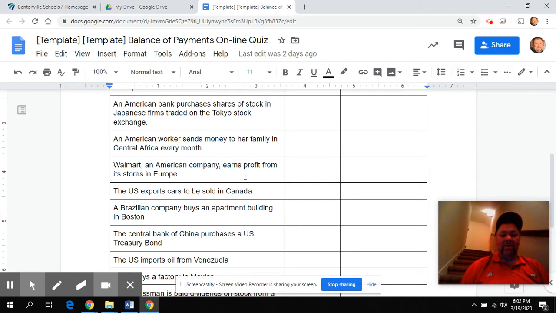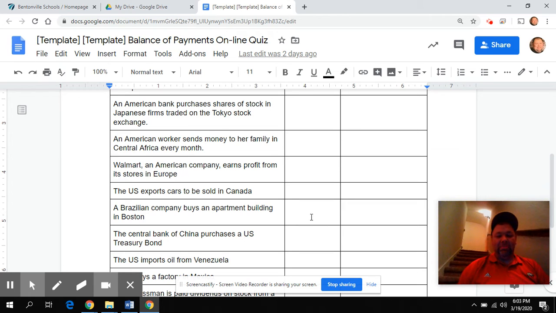Walmart, an American company, is earning profit from its stores in Europe. It's a credit because the money's coming back in. Here's the tricky one: it's not talking about when Walmart bought the European stores. It's talking about the profit they're making from the stores, and profit is a current account thing. The initial purchase or building of the stores in Europe would have been financial, but the money they're making from those stores is current account. U.S. exports cars to be sold in Canada: credit, and current account because it's an export.